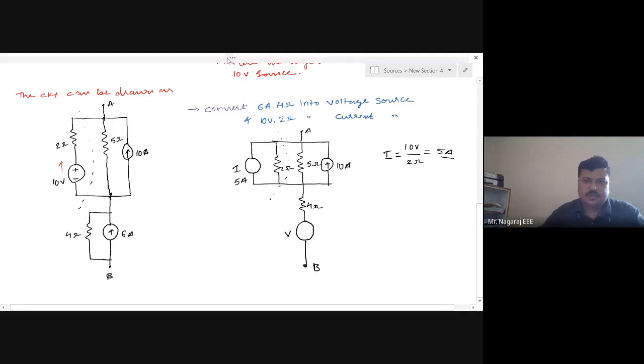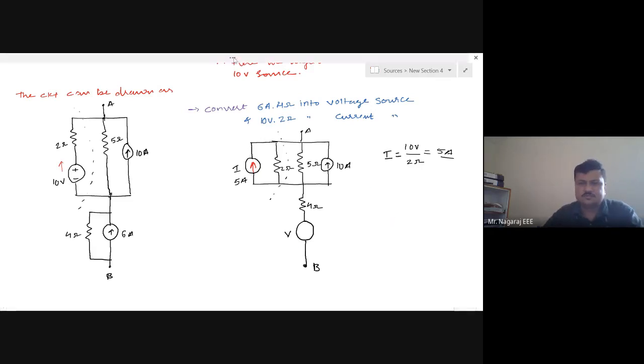Therefore, the direction of current source will be upwards. In whichever direction the positive sign is there, in that direction the arrow mark comes. So a 5 ampere current source upward is the equivalent of 10 volt and 2 ohm voltage source. Similarly, what is the value of V?